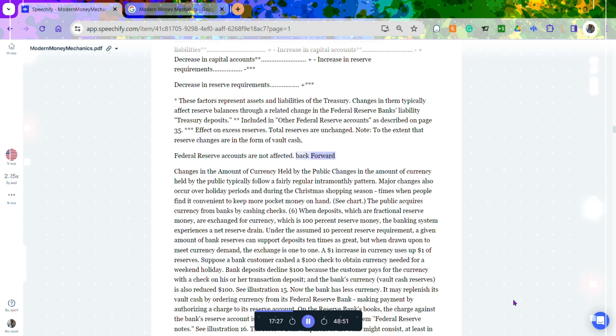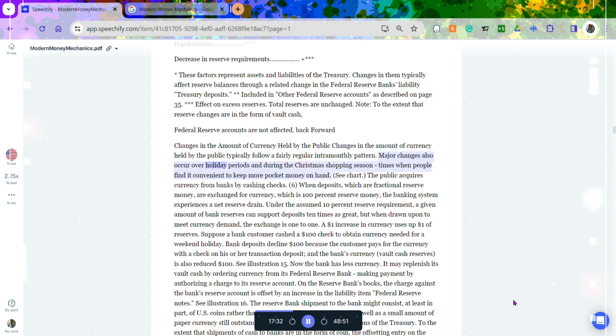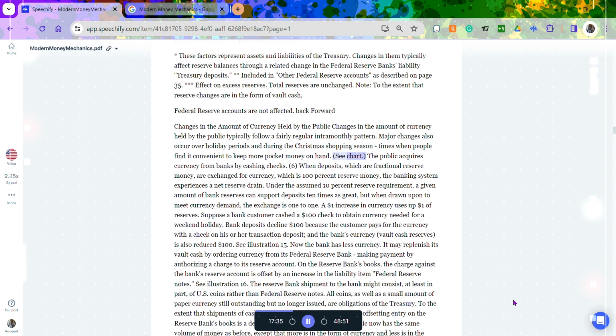Back forward. Changes in the amount of currency held by the public. Changes in the amount of currency held by the public typically follow a fairly regular intramonthly pattern. Major changes also occur over holiday periods and during the Christmas shopping season, times when people find it convenient to keep more pocket money on hand. See chart. The public acquires currency from banks by cashing checks.